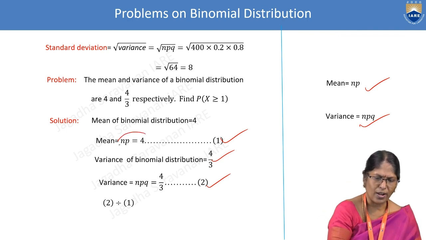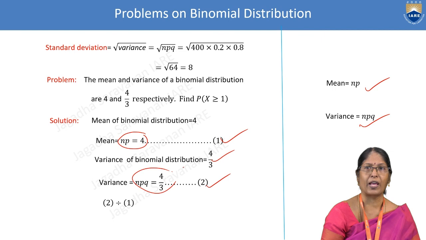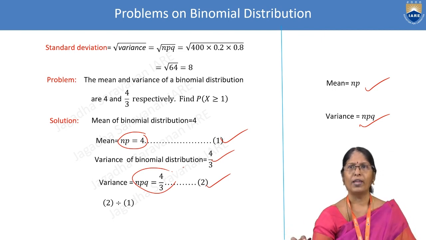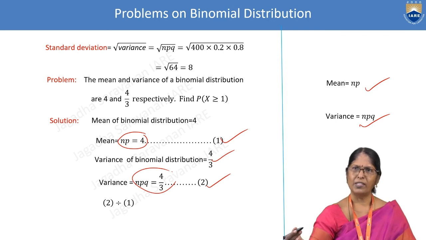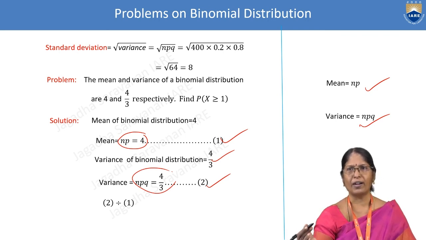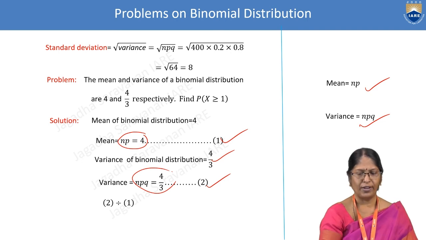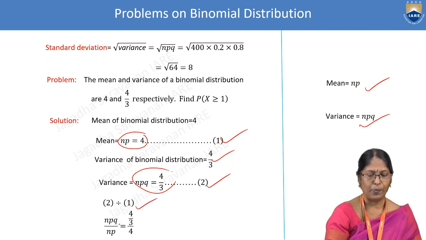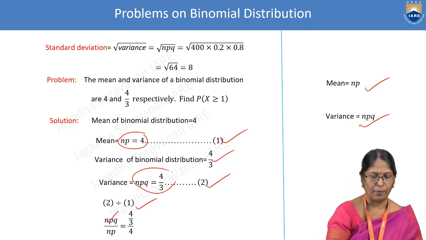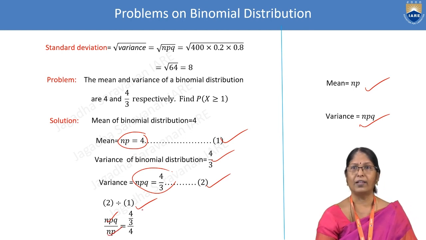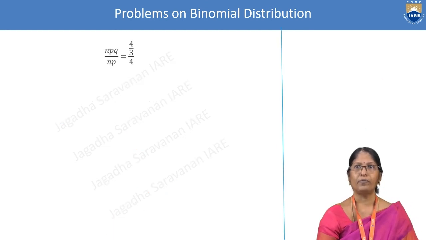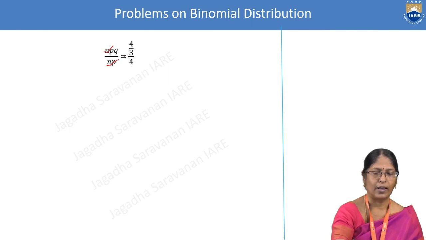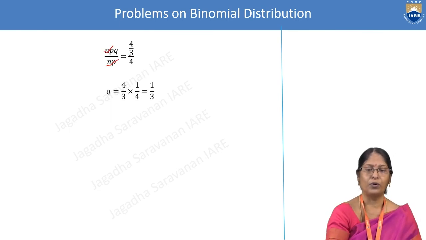So this is the only possibility we have in our hands: NP equal to 4, NPQ equal to 4 by 3. With this, after any simplification, we have to get at least one value. So we decided it is better to do equation 2 by 1, that is NPQ by NP. NP and NP get cancelled. So we are getting Q equal to 4 by 3 divided by 4.